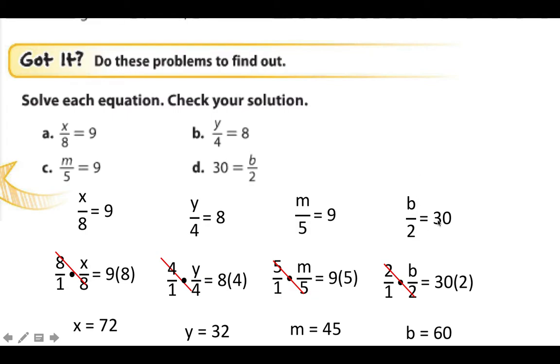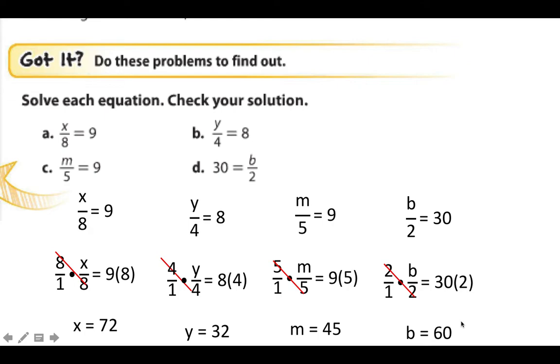B divided by 2 equals 30. Now, if we look at how it's given to us, we've got 30 on the left and B divided by 2 on the right. All I did was switch the sides of the equal sign so that I could do them the same way I had done all of the others. Remember, switching them is not going to change anything, so it's okay. So I'm going to multiply both sides by 2. Those 2's cancel out and give me B by itself, and 30 times 2 is 60.